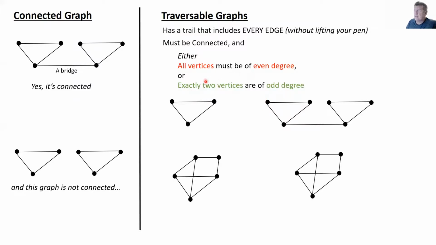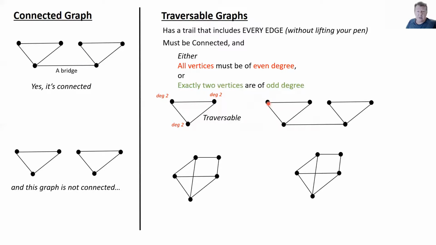Well, that's simply the number of edges that either go into a vertex or come out of a vertex. So this vertex here has degree of 2. There's one that comes out there, one that comes out there. So degree of 2. This one, obviously, degree 2 as well. And the third one, degree 2 as well. So this fits the criteria of all vertices must be even degree. Therefore, it's traversable.